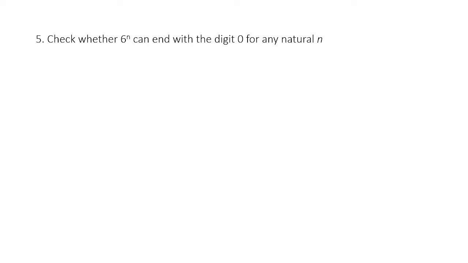In this question we're asked to check whether 6 to the power n can end with the digit 0 for any natural number n. When we talk about natural numbers, we talk about numbers like 1, 2, 3 and so on. It should end with 0, not just contain it. All the numbers that end with 0, like 10, 20, 30, 40, are the ones we mean. So we're asked to check if 6 to the power n can end with a 0.